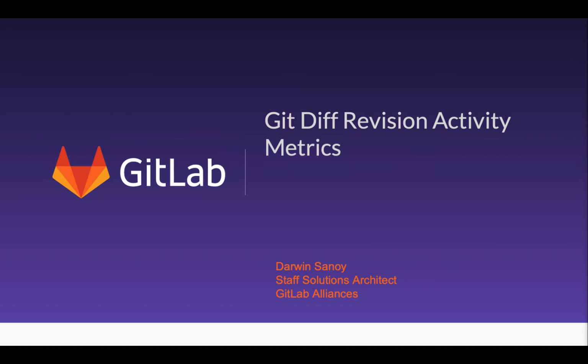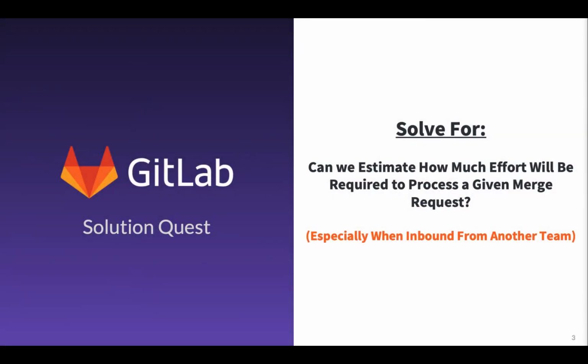I wanted to take you through a guided exploration today called Git Diff Revision Activity Metrics. This came from a specific customer challenge. The customer asked an open-ended question: can we get an estimate for how much effort will be required to process a given merge request? This was especially in the context of being inbound from another team. Sometimes these merge requests are not known to be being prepared and they come in sideways, so to speak.